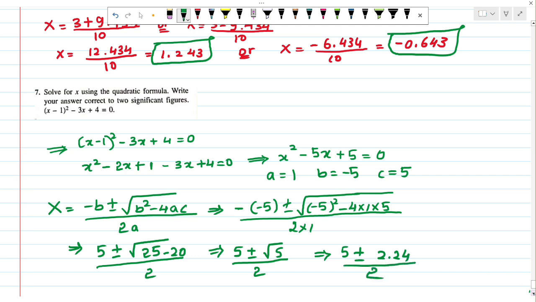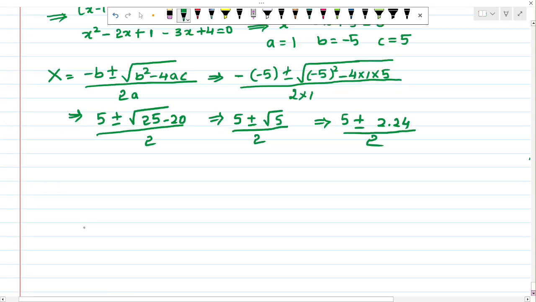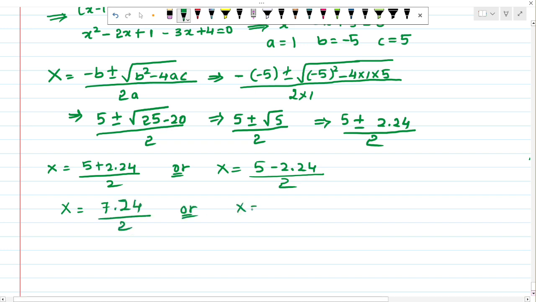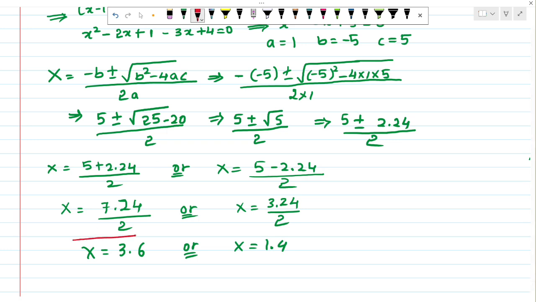I'll get the two possibilities here. So x is equal to 5 plus 2.24 divided by 2, or x is equal to 5 minus 2.24 divided by 2. x is equal to 7.24 divided by 2, or x is equal to 2.76 divided by 2. That is, x is equal to 3.6 or x is equal to 1.4. So these two are the values of x.